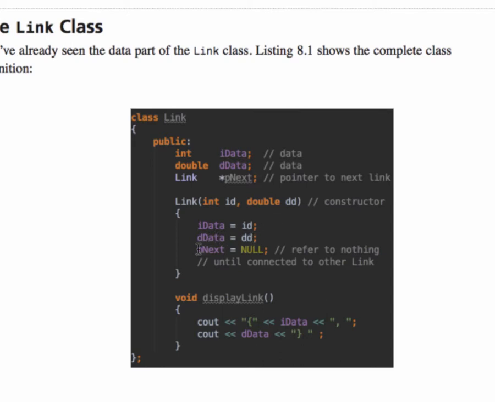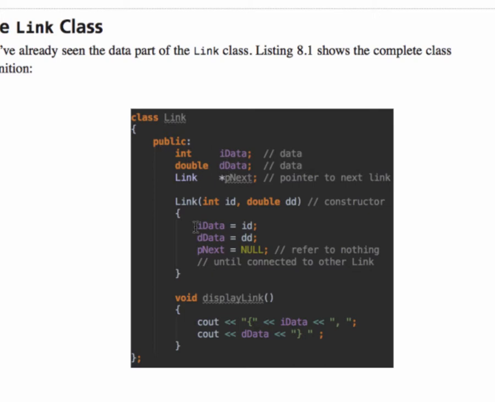And then initially, as soon as I create a link, I'm going to set pNext equal to null, okay? And null refers to nothing, right? So it's like a null pointer. Initially the link is not connected to anything, but it has some kind of data put into it. And then the only other method that is part of this class is the displayLink, which is going to show us those two fields, the dData and the iData. Okay, so that's all the class. That's the only thing that a link can do.